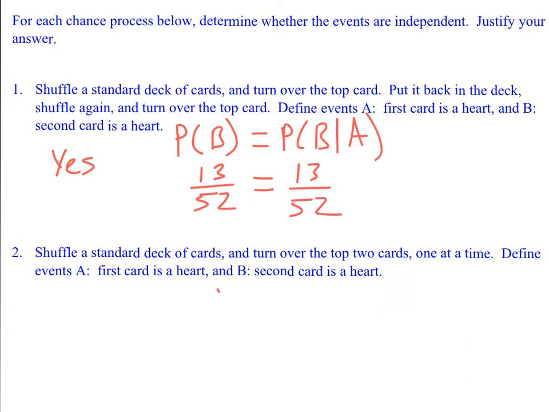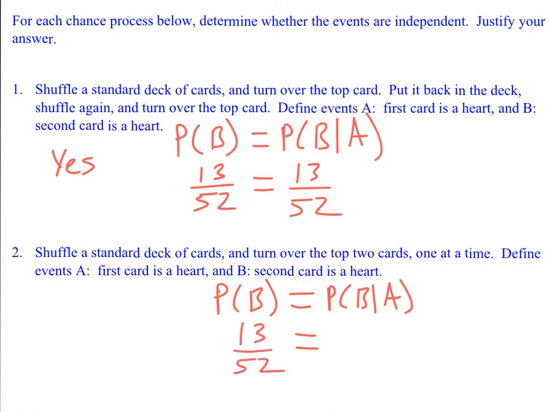Now look at this one. Same context, same idea, except don't put it back. Okay, B is just selecting a heart on the second one, but it doesn't say anything about the first. So it's almost just like selecting a heart. Okay, so I'll just say 13 out of 52, because it kind of just doesn't factor in event A. You're not worried if it did happen or it didn't happen. The odds of selecting a heart are 13 out of 52.